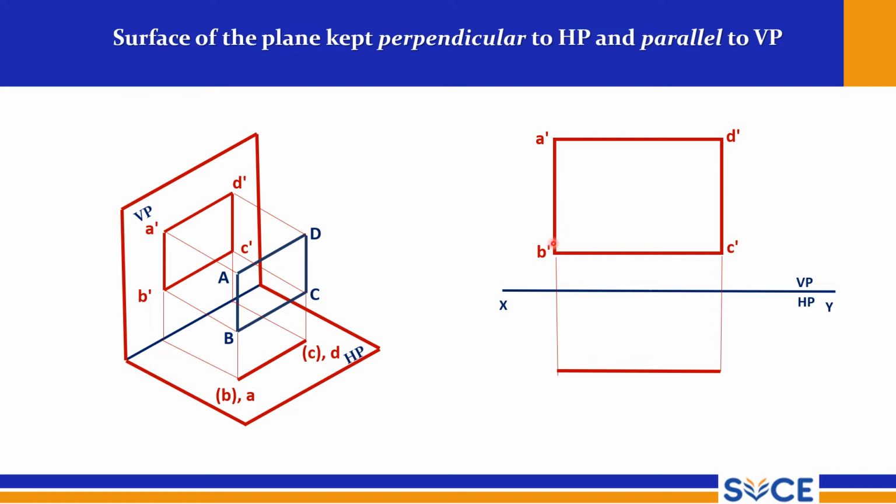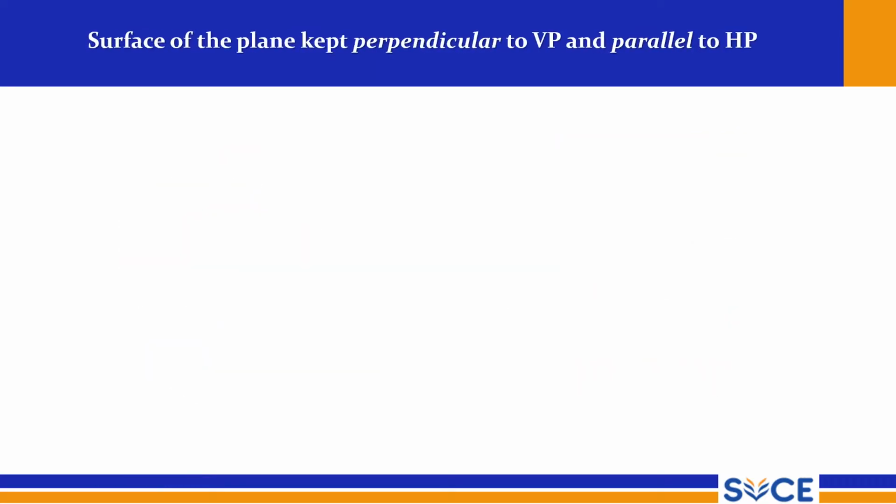So A is visible, B is becoming invisible, and D is visible, C is invisible. So you have to notate them in the same order. So this is the first case.